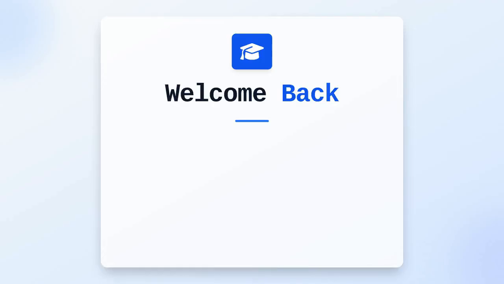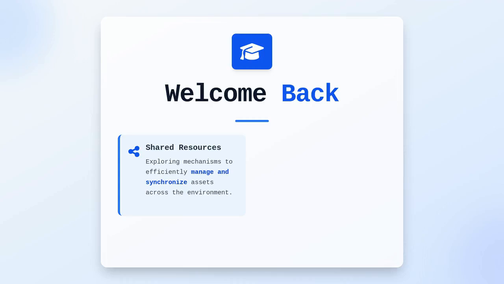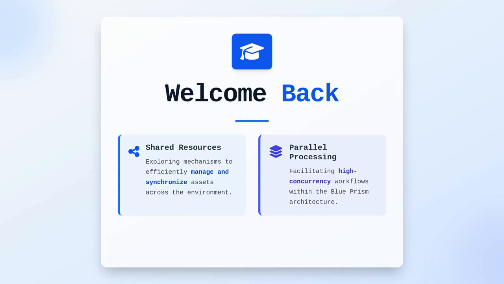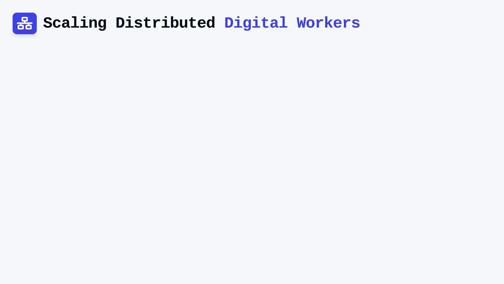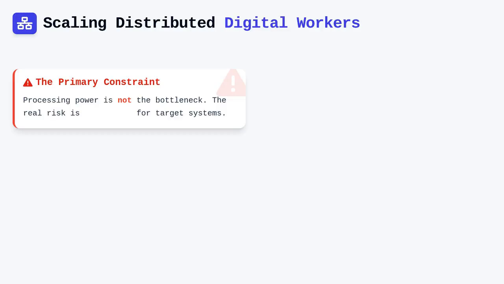Welcome back to the course. In this lesson, we will explore the mechanisms required to manage shared resources and facilitate parallel processing within a Blue Prism environment. When you scale an automation solution across a distributed fleet of digital workers, the primary constraint is rarely the processing power itself, but rather the contention for the underlying target systems.